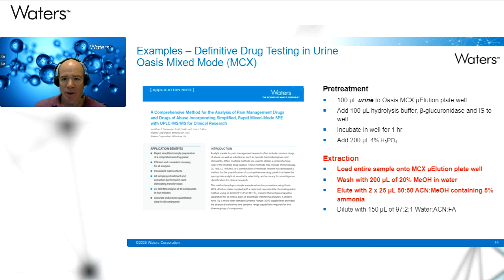We load the sample on the MCX microelution plate. We have a single wash. In this case, instead of 100% methanol, as the original protocol calls for, we use 20% methanol in water. This is because some of the benzodiazepines are bound by reverse phase, and we want to make sure we don't wash them off. And then the elution is fairly straightforward, organic 50-50 acetonitrile methanol with ammonia, and then this is simply diluted with mostly water and a little formic acid for injection onto the system.